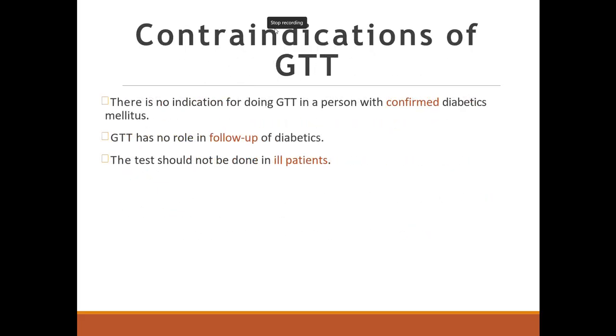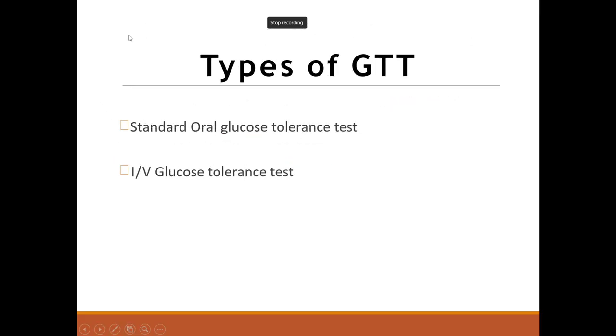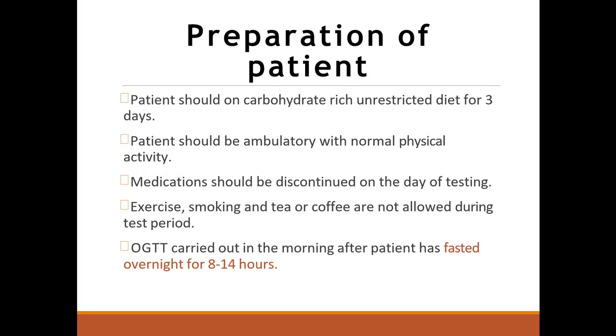Contraindications of glucose tolerance test. There is no indication for doing OGTT in a person with confirmed diabetes mellitus. OGTT has no role in follow-up of diabetics and should not be done in ill patients. Types of OGTT: standard oral glucose tolerance test and IV glucose tolerance test.